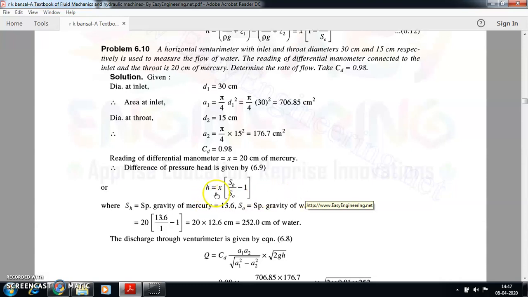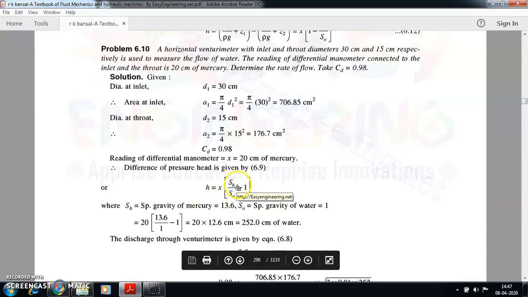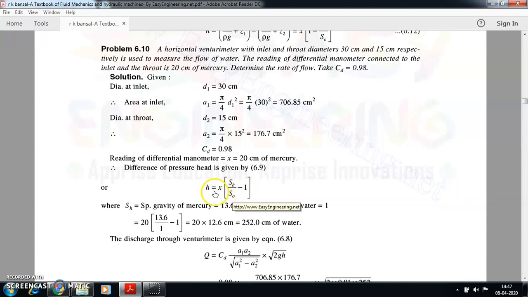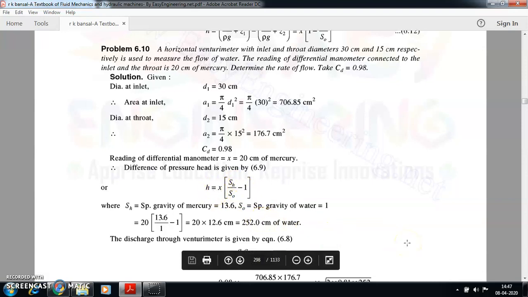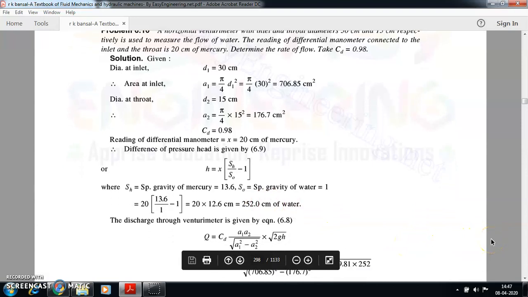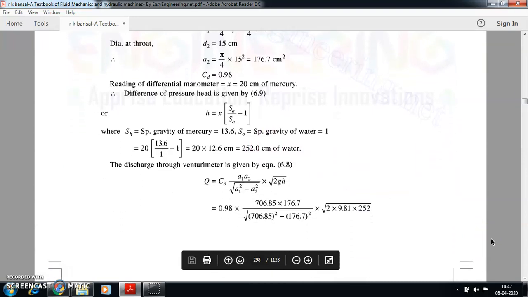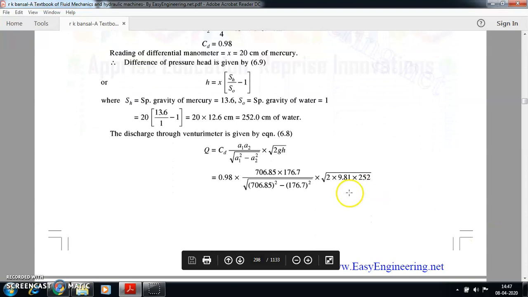So your h will be equal to x into (S_h divided by S_o minus 1). It is case 1. So use this equation, substitute, you know the specific gravity of both the liquids, x is given to you, so you can find the h value. Once you know the h value, now you come to the equation. See, Cd value is given to you, so you are actually finding Q actual.